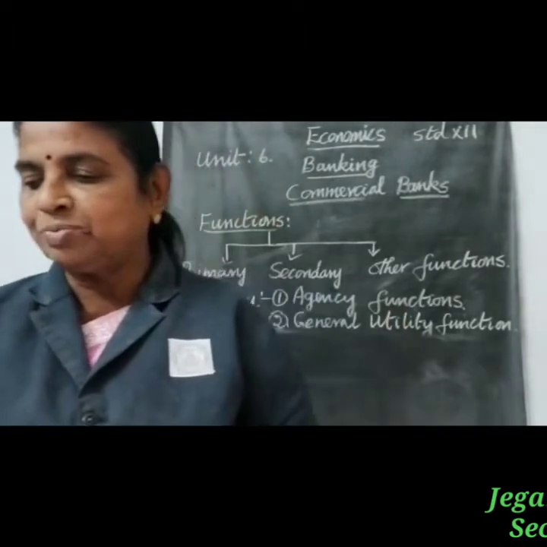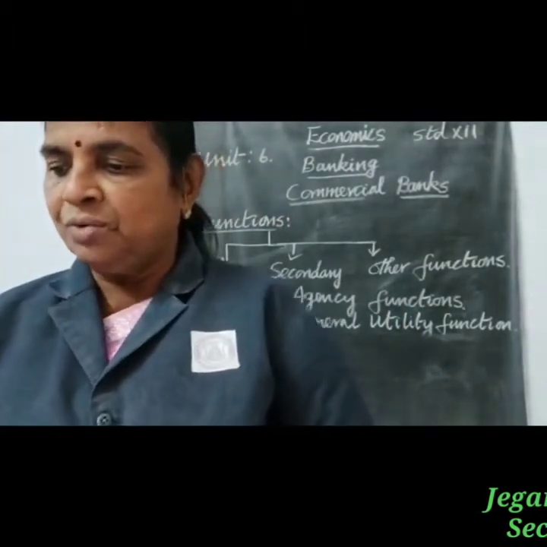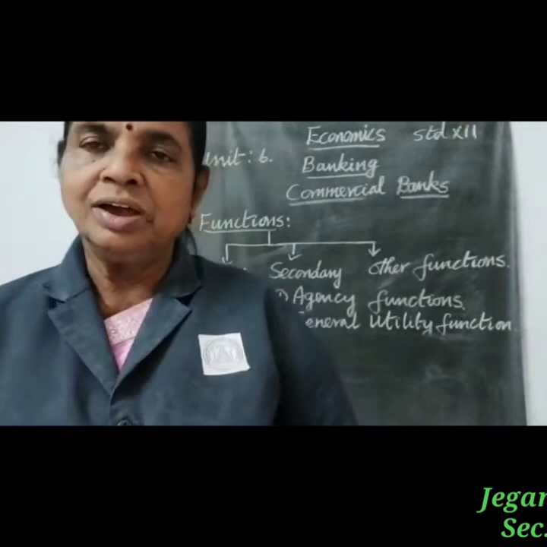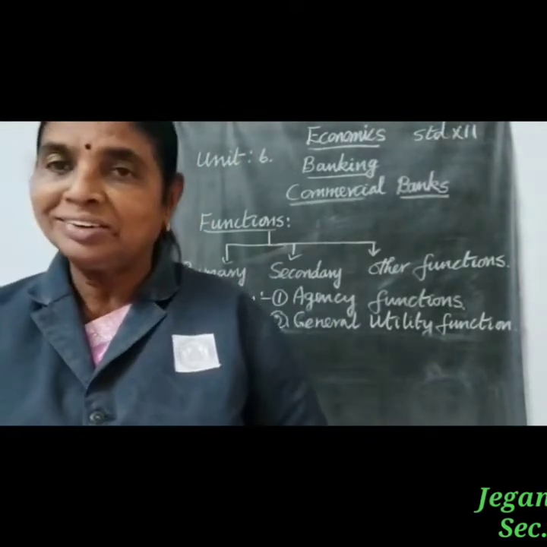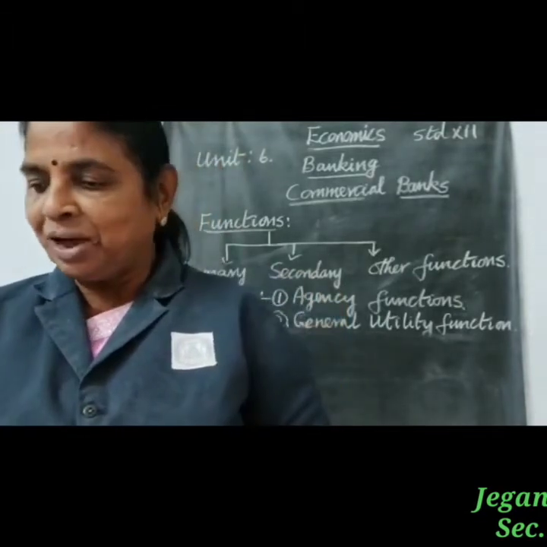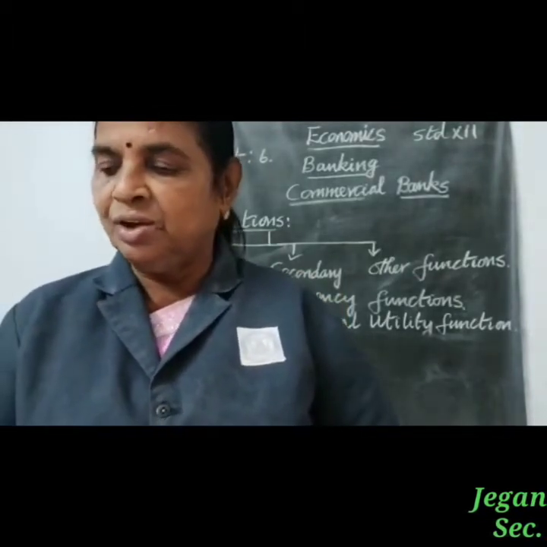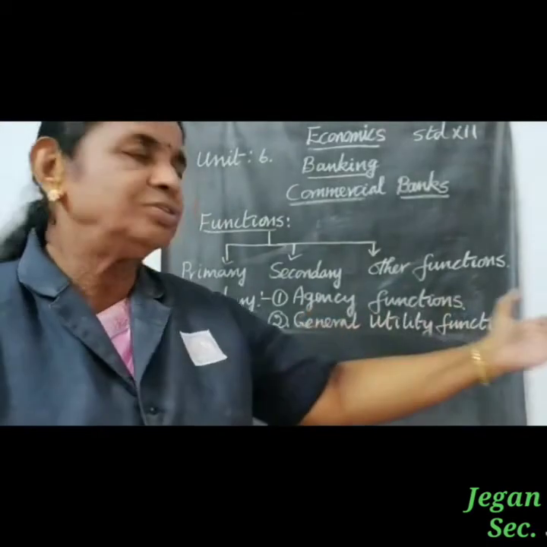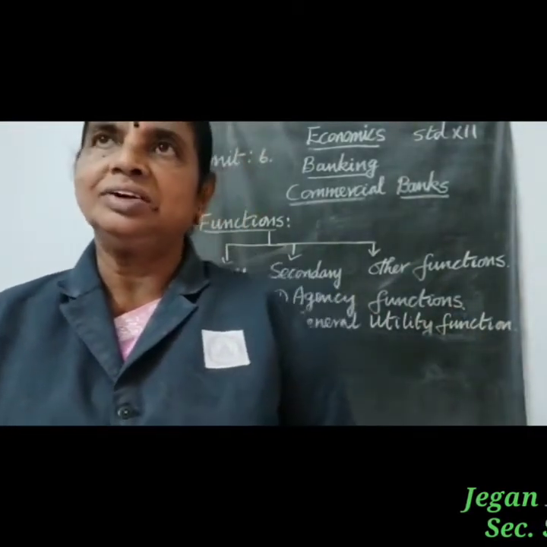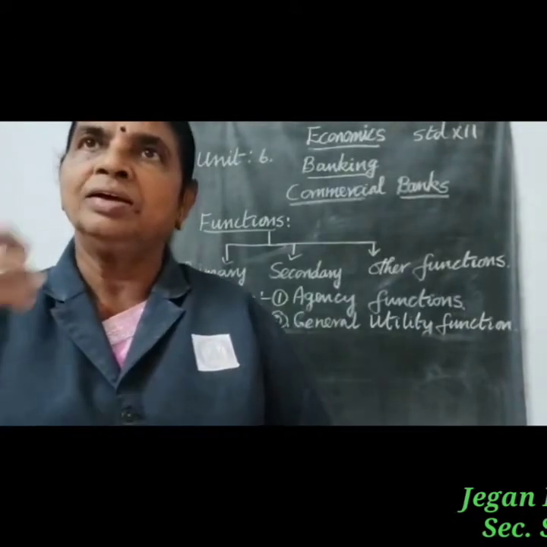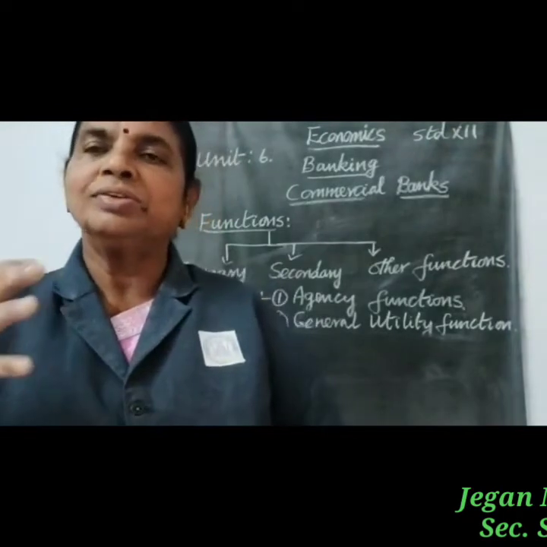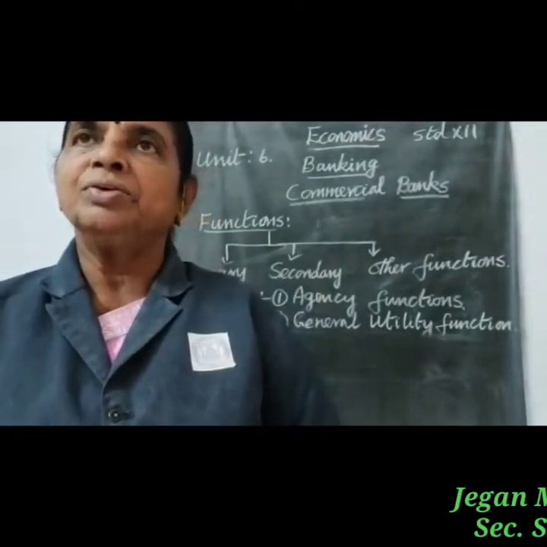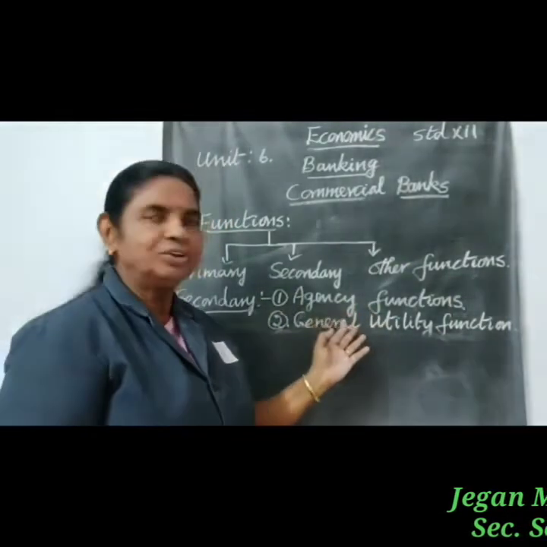The first one is that banks provide locker facilities to customers for safe custody of jewelry, shares, debentures and other valuable items. Of course, the bank is not responsible for the items in the locker. Second, banks issue traveler's checks for customers traveling outside the country. Third, dealing in foreign exchange: banks help in providing foreign exchange to businessmen, especially to deal in exports and imports, with the permission of the central bank. All these three important functions come under general utility functions.